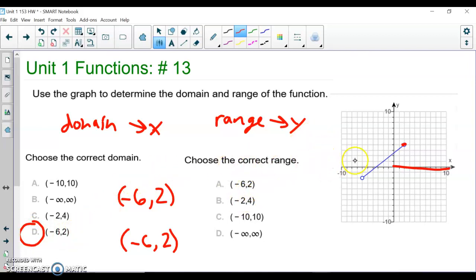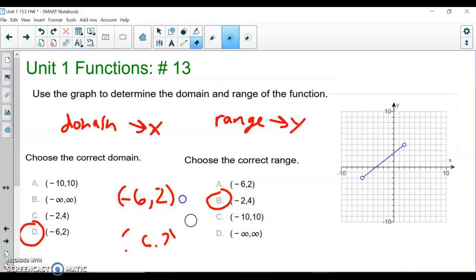And now the range, the y values that exist for this function. y runs on the vertical axis. The smallest y value is -2 right here, and the largest y value is 4. So we can be as small as -2, not including -2, and as large as 4, not including 4 itself. So the range is -2 to 4.